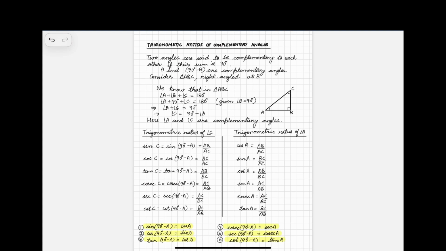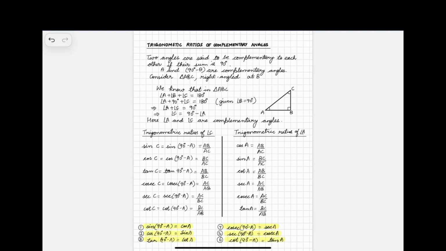The trigonometric ratios of complementary angles. Two angles are said to be complementary to each other if the sum is 90 degrees. So, theta and 90 minus theta are complementary angles. Let us consider this triangle ABC, which is right angled at B. So, we know that in this triangle, angle A plus angle B plus angle C is 180 degrees. So, since B is 90 degrees, angle A plus angle C becomes 90 degrees.